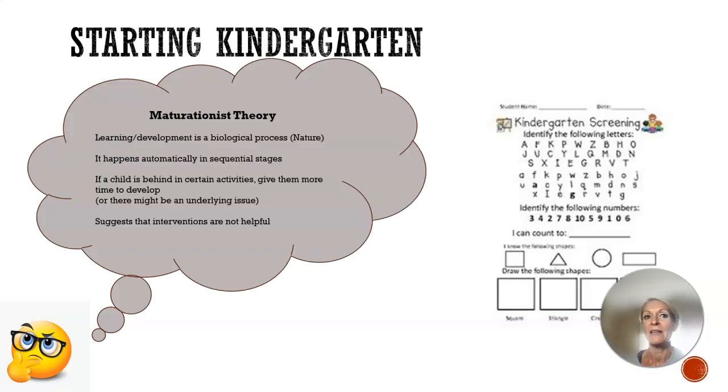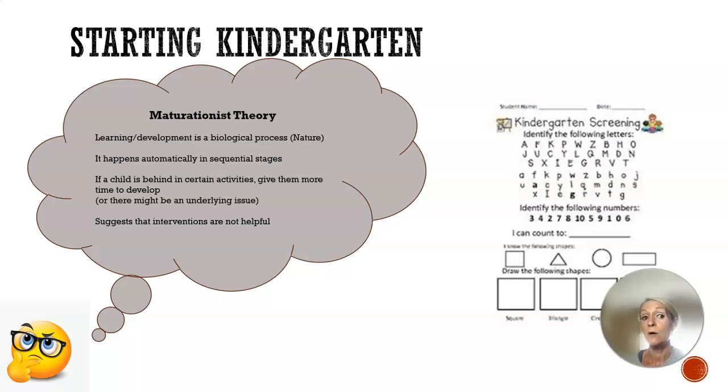And what that means, from this perspective, maturationist theory suggests that learning and development is a biological process, so the nature argument instead of the nurture argument. And so it's more genetic. We're wired in a certain way. It happens automatically in sequential stages. If a child is behind in certain activities, give them more time to develop, or there might be an underlying issue. It also suggests that interventions are not necessarily helpful. So what the environment can do won't necessarily change what you're seeing.